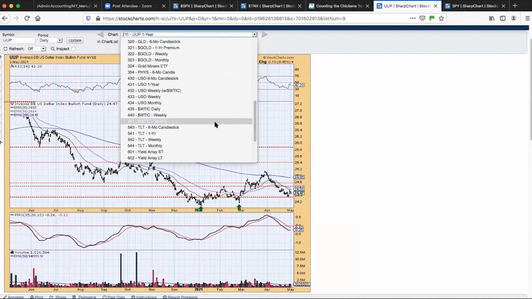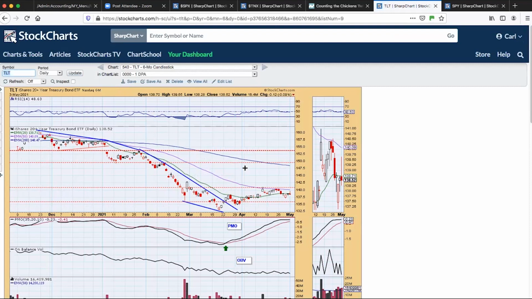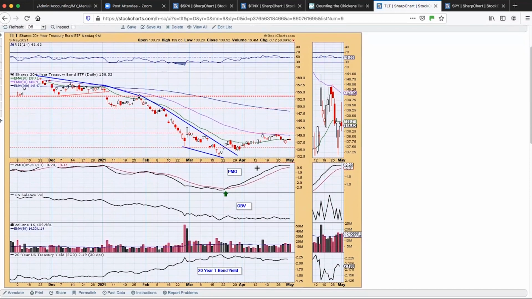And finally, we've got Treasury bonds looking a lot like the dollar. Well, with the yields too, if they're going to go higher, certainly that's going to put the pressure on the long bonds.